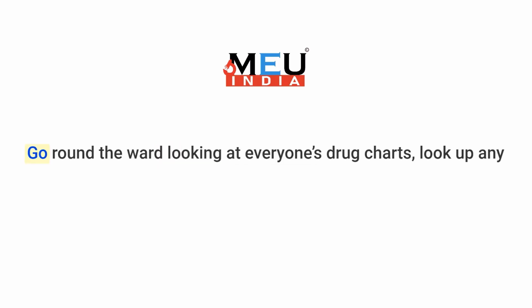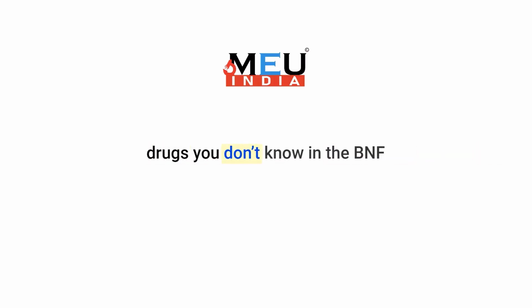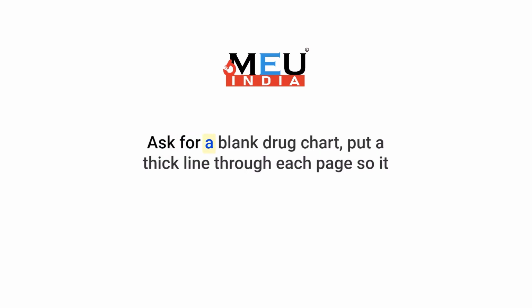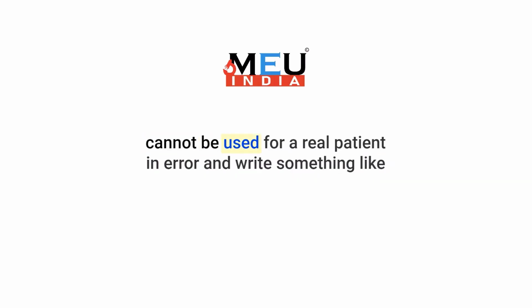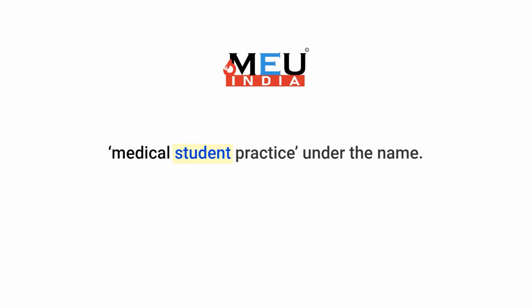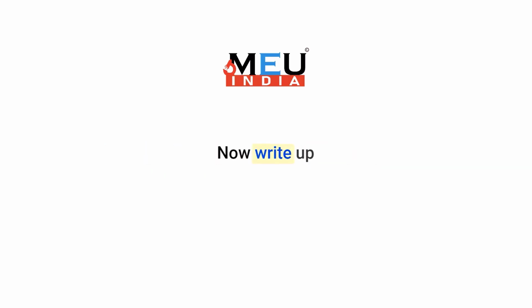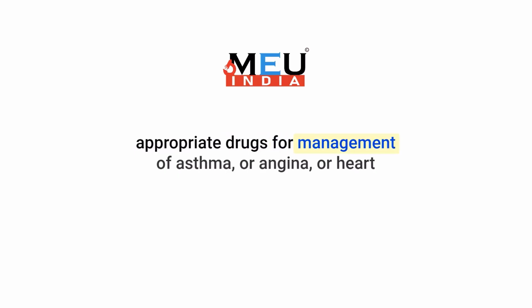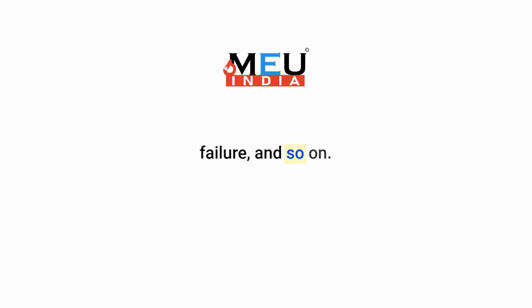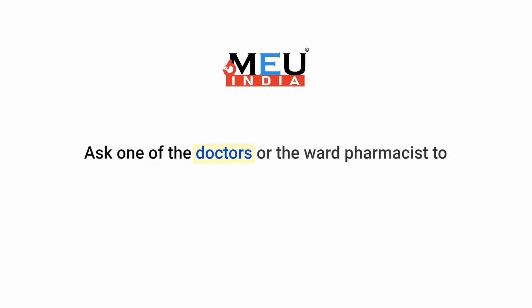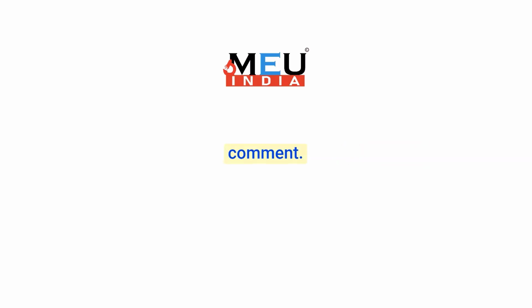Drug charts. Go around the ward looking at everyone's drug charts. Look up any drugs you don't know in the BNF. Ask for a blank drug chart. Put a thick line through each page so it cannot be used for a real patient in error, and write something like "medical student practice" under the name. Now write up appropriate drugs for management of asthma or angina or heart failure and so on. Ask one of the doctors or the ward pharmacist to comment, cheer it up or take it home when done.